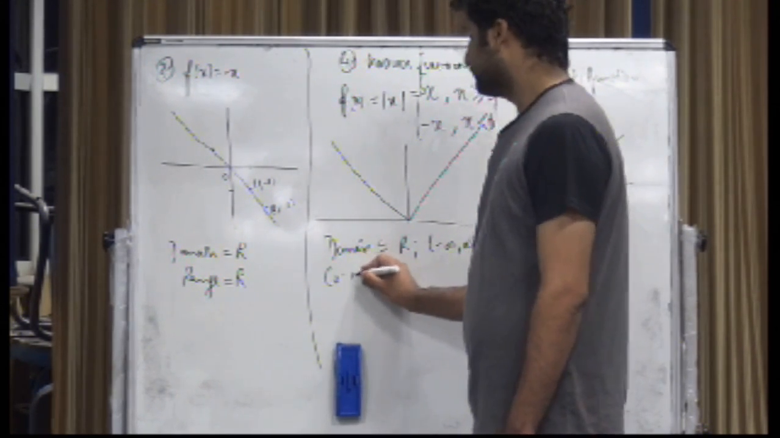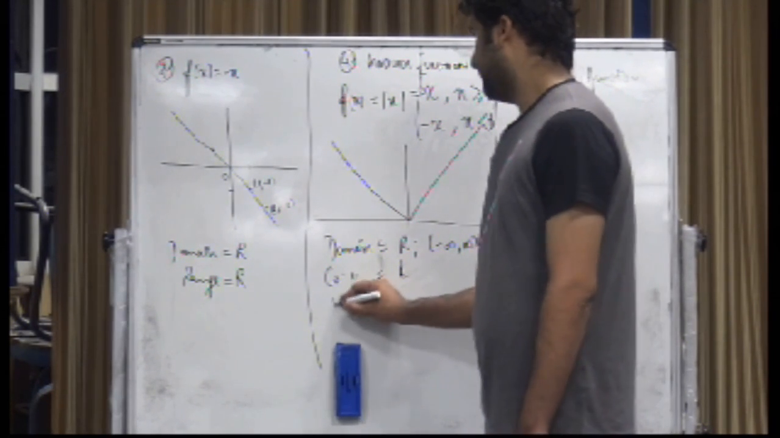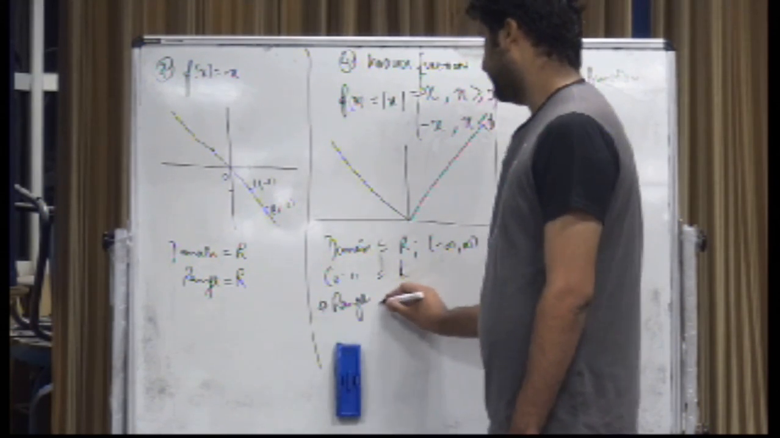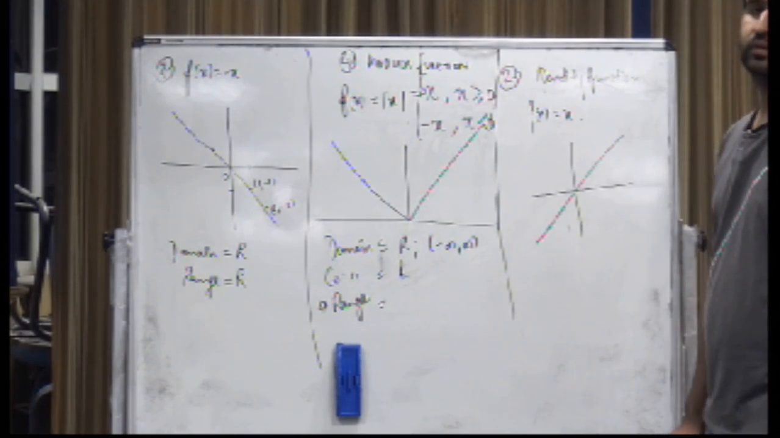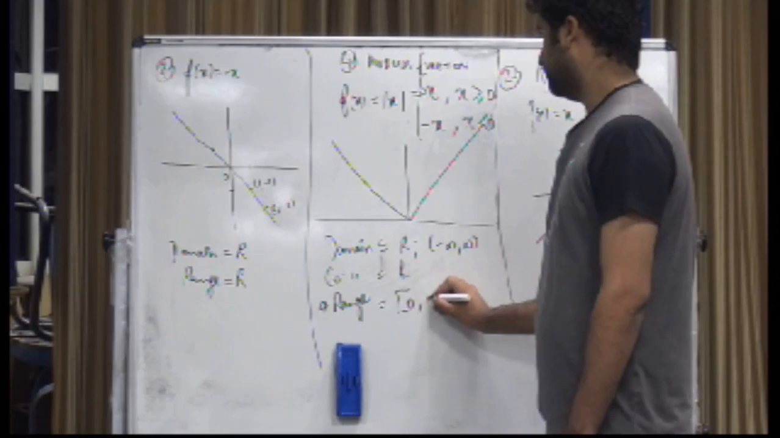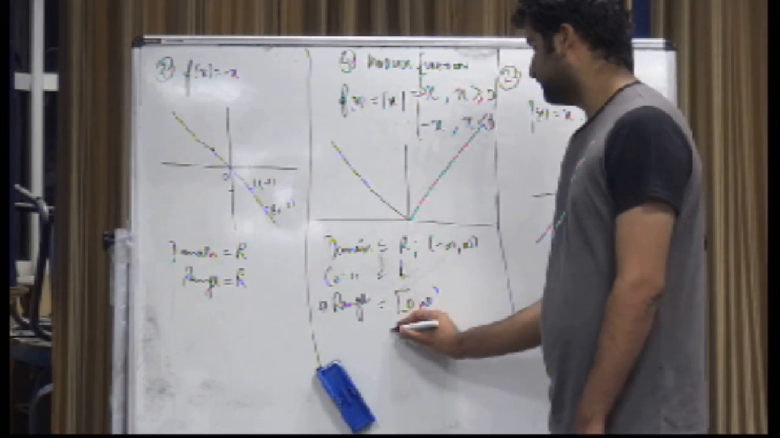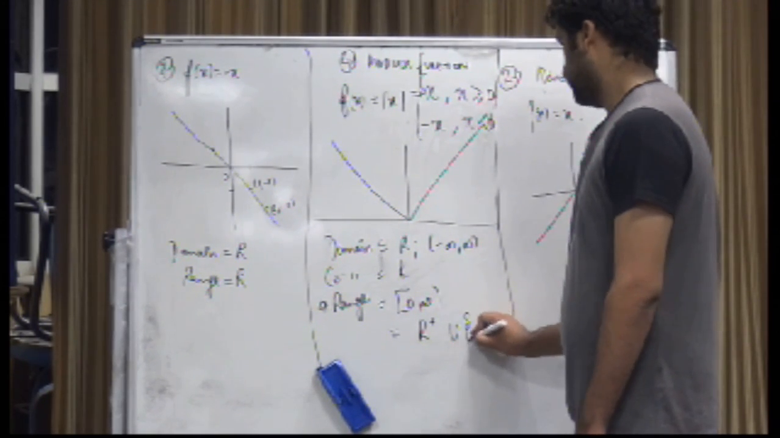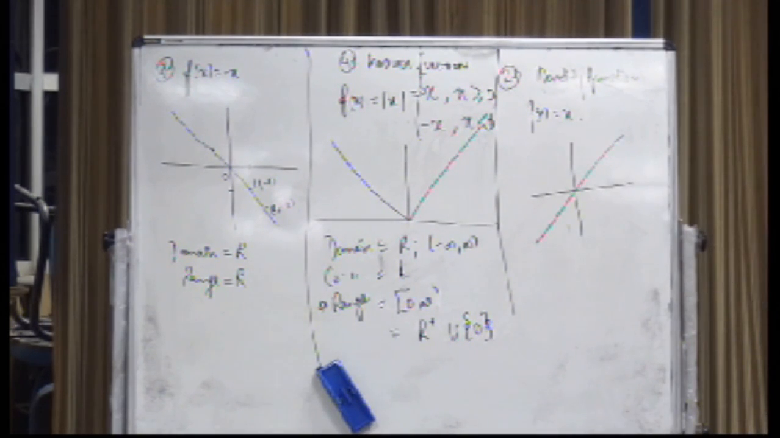Codomain can also be R in this case. But the range, this is important thing, range will be, yeah, so it will be from 0 to infinity. Either you can write it like this or R plus, positive real numbers including 0. R plus union 0.